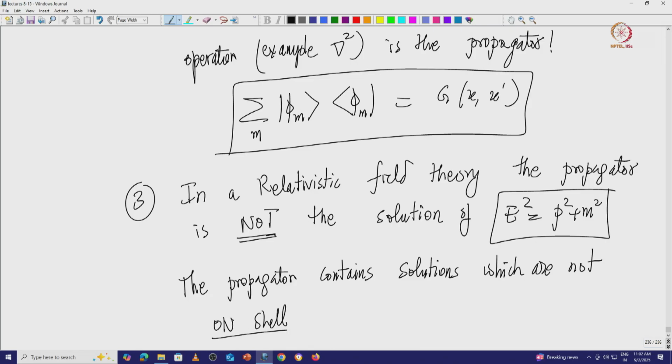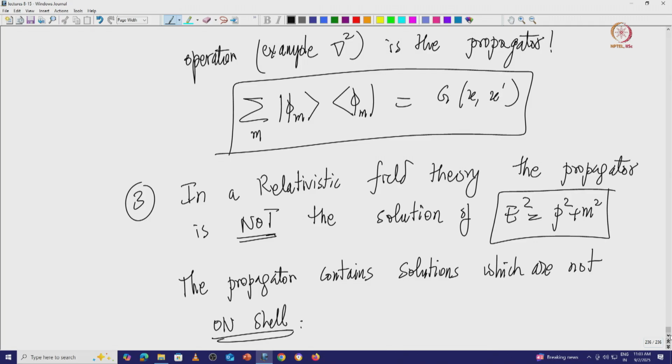What is on shell? On shell is when E square is equal to P square plus M square. That means you satisfy the energy momentum relation of a relativistic field theory. So if these particles do not satisfy the relativistic relation, what are they? Meaning for them E square is not equal to P square plus M square. These are completely different states, which are called off shell states.